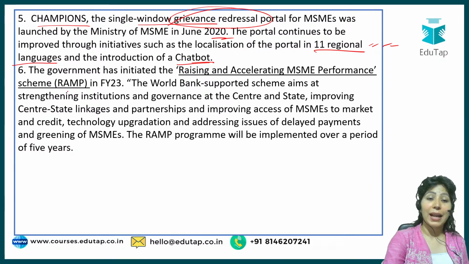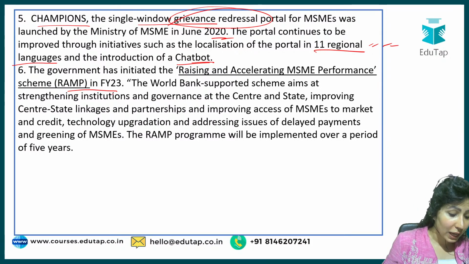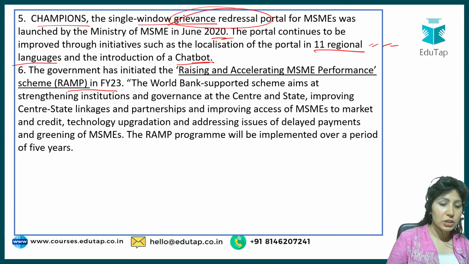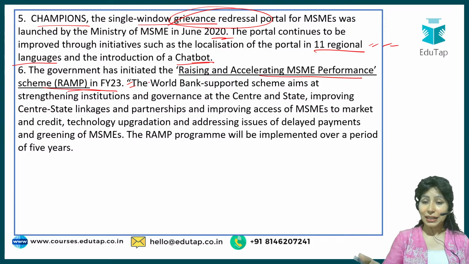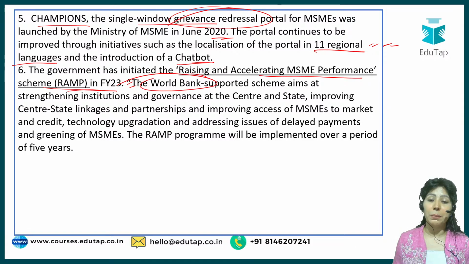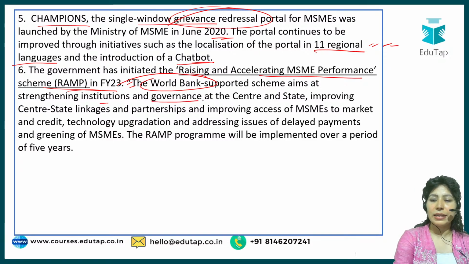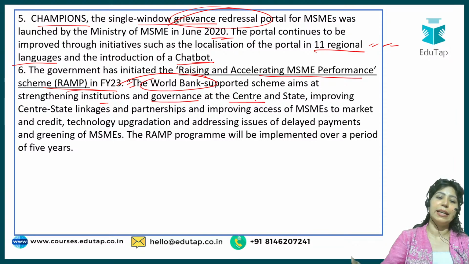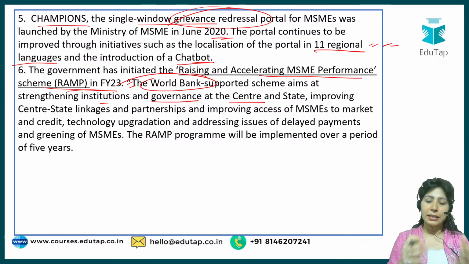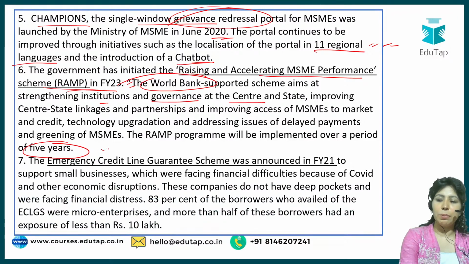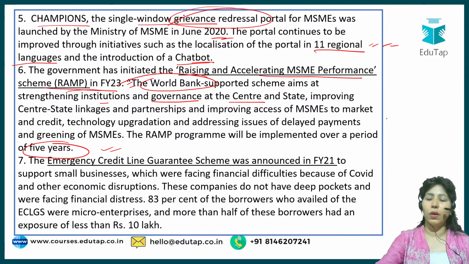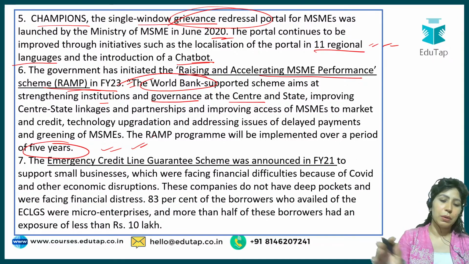Then there is a RAMP scheme. I've seen this a lot of times coming up in the chat section. Raising and Accelerating MSME Performance scheme, RAMP, in fiscal year 2023. This was launched and it is supported by World Bank. It aims at strengthening institutions and governance at central and state levels and improving center and state linkages for promotion of MSMEs. And it will be implemented over a period of 5 years. So you can use the scheme in your answers.